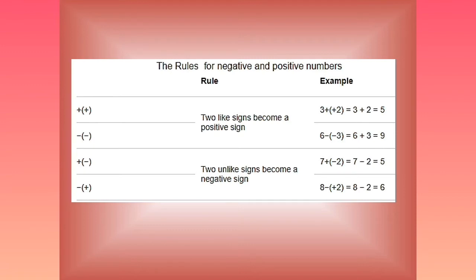9. Two unlike signs become a negative sign. Plus times minus is equal to minus, and minus times plus is equal to minus. Example for plus times minus: 7 + (-2) = 7 - 2 = 5. Minus times plus example: 8 - (+2) = 8 - 2 = 6.